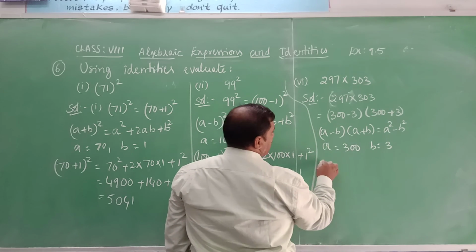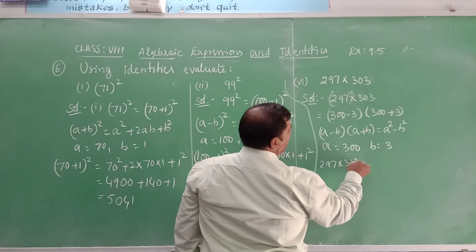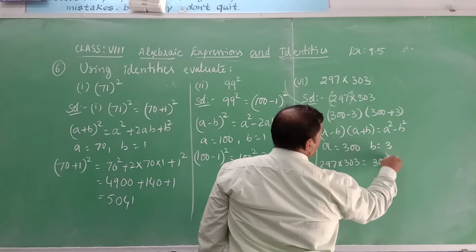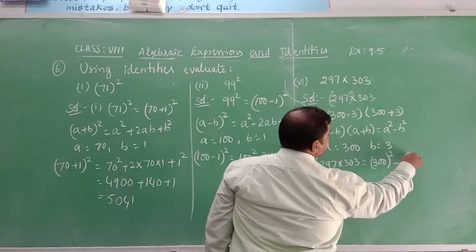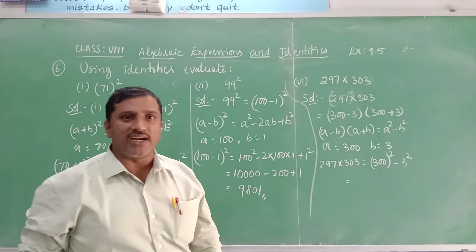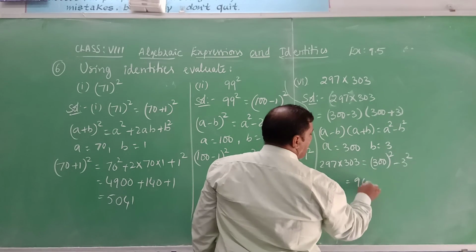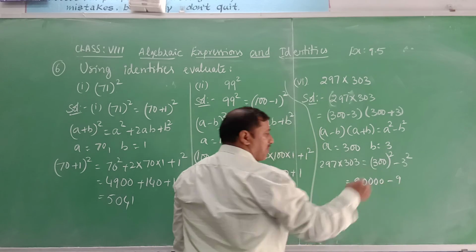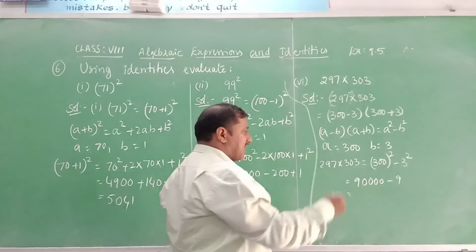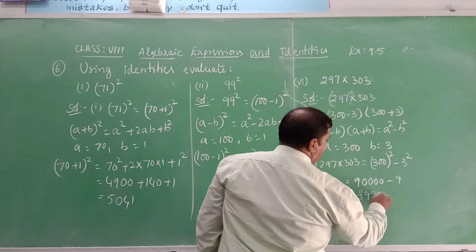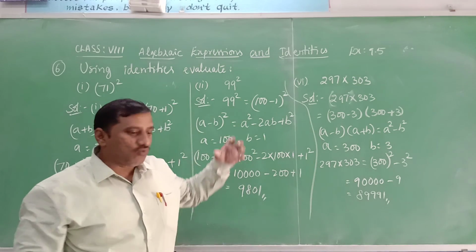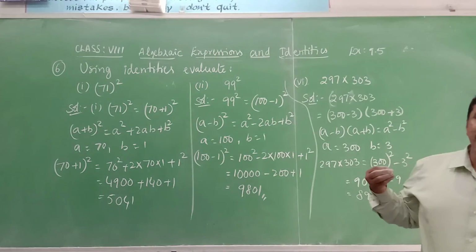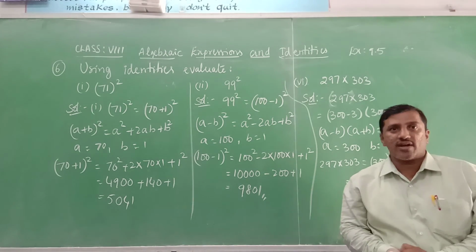That is equals to 297 into 303, that is equals to 300 square means 300 square minus b square means 3 square. That is 300 square means 300 into 300. 3 into 3 is 9 and keep 4 zeros. 90,000 minus 3 square means it is 9. Subtract 9 from 90,000 we get 89,991. Like this, in the simpler way we can find the values of these numbers by using the identities. Is it clear, children? Thank you.